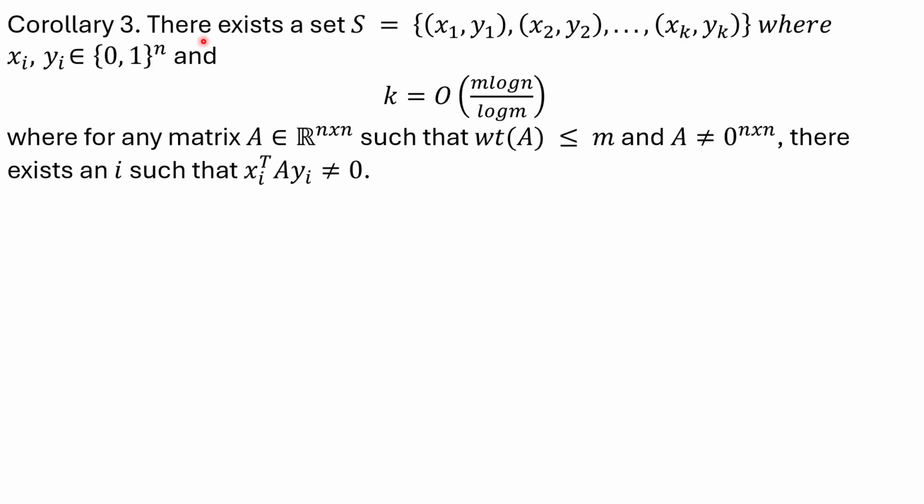Corollary 3. There exists a set S with k pairs where x_i, y_i are in {0,1}^n, and we have k defined here, m log n divided by log m, where for any matrix A of size n, such that the weight of A is less than or equal to m, and A is not the zero matrix, there exists an i such that x_i transpose A y_i is not equal to 0. We see here that now the matrix belongs to the field R, not the field Z_p.